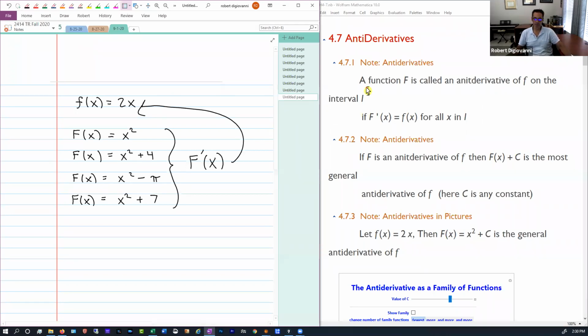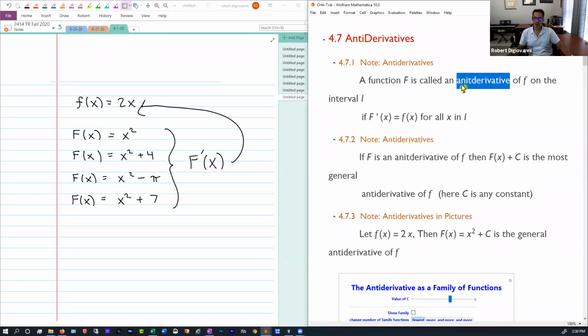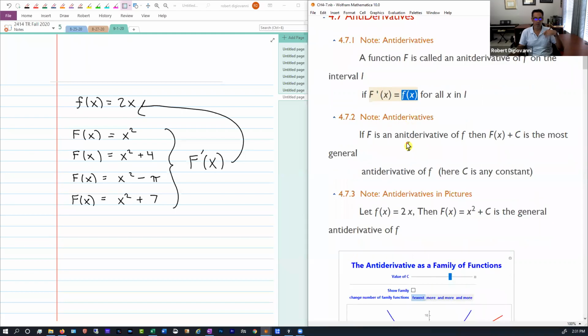So that's what this definition is saying right here. A function capital F is called an antiderivative, and I'm going to highlight here, an antiderivative, okay? An antiderivative of little f on the interval I if, when you take the derivative of that capital F, you get the little f, all right? That's all it means. To be an antiderivative, you just have to be able to take the derivative and get back the original function.